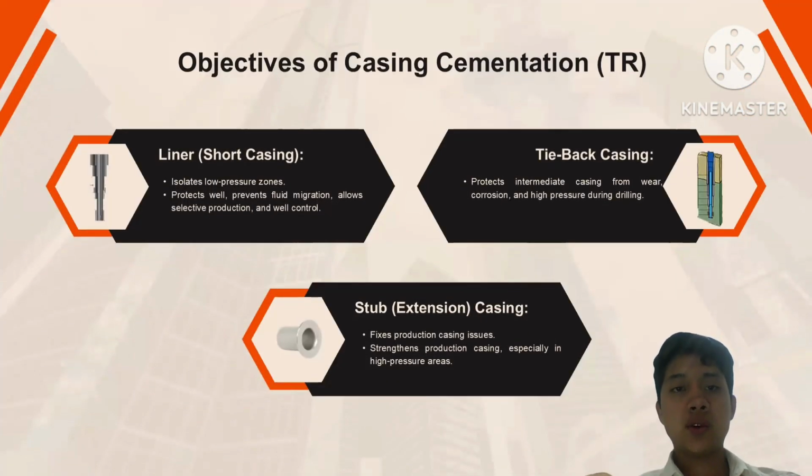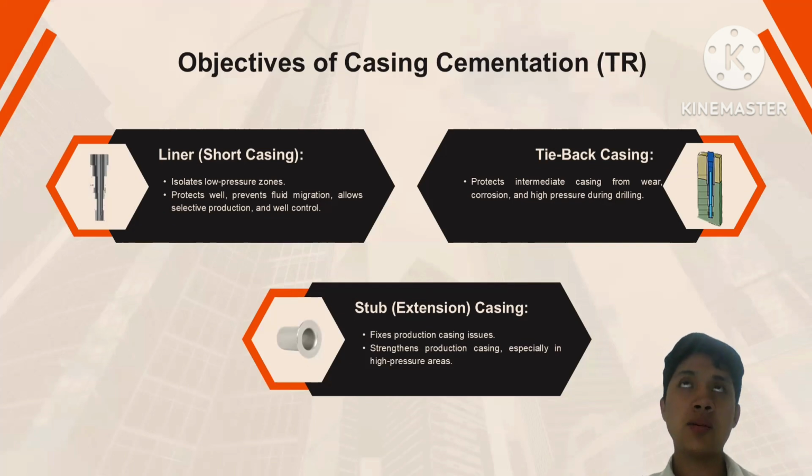In this slide, we will discuss specific types of casing cementing and their objectives in well construction. First, let's talk about the liner, or short casing. Its primary purpose is to reduce the amount of casing needed by covering only specific zones. It minimizes material costs while maintaining well integrity and provides a base for future operations.